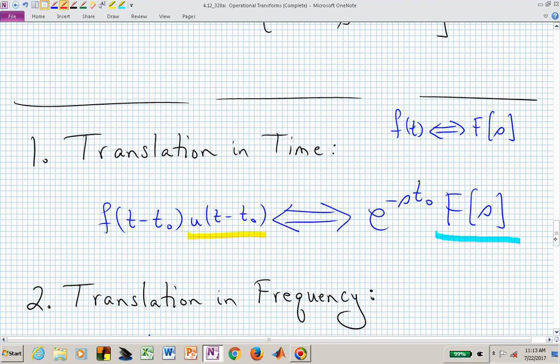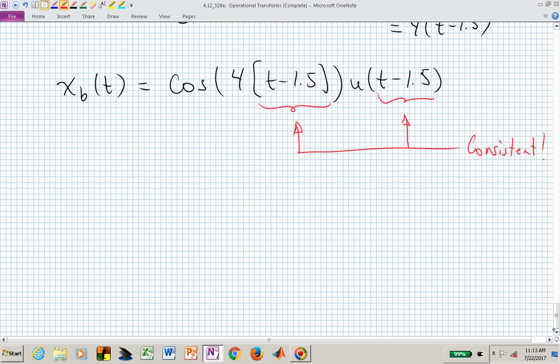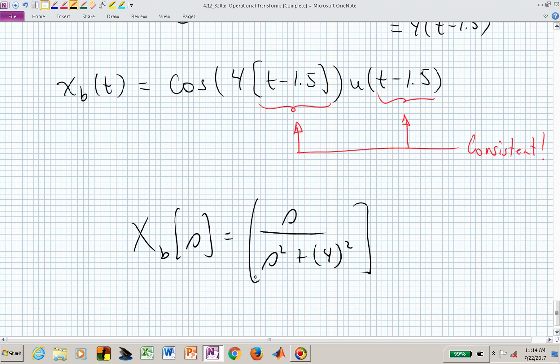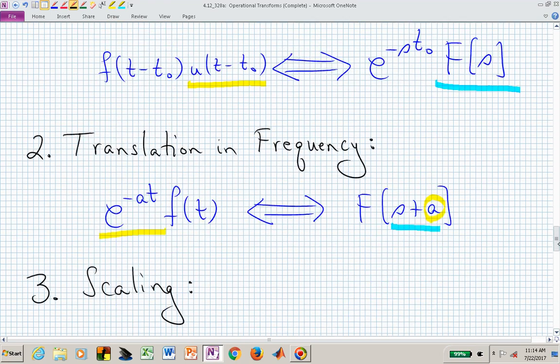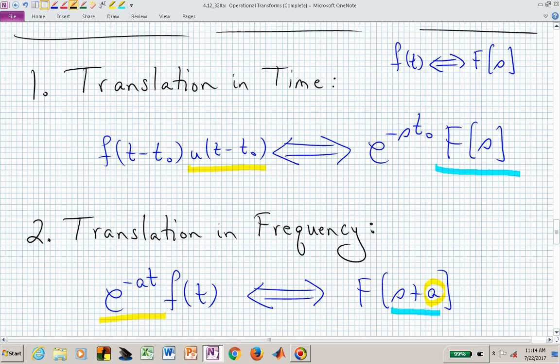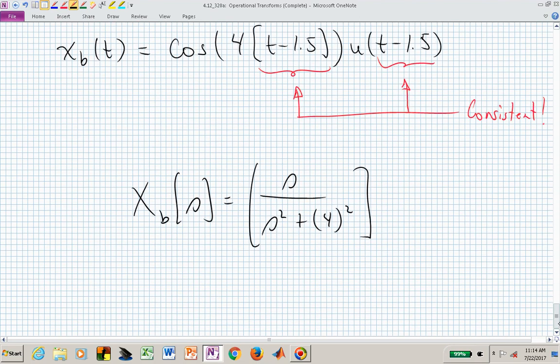That means that we take our original transform, f of s, which is the transform of a cosine: s in the numerator, and s squared plus 4 squared in the denominator. And now we simply weight that by e to the minus s times the amount of time delay, which is 1.5. So we have this scaled by e to the minus s 1.5, or usually it's a little cleaner to put the numerical coefficient in front of the s. So here is our e to the minus t sub 0 s.